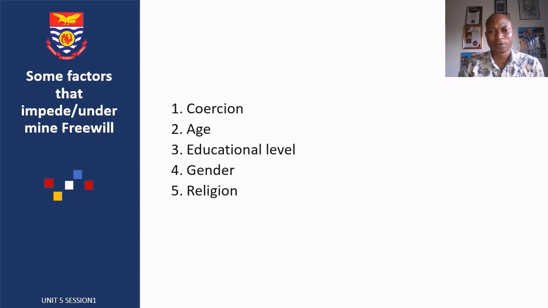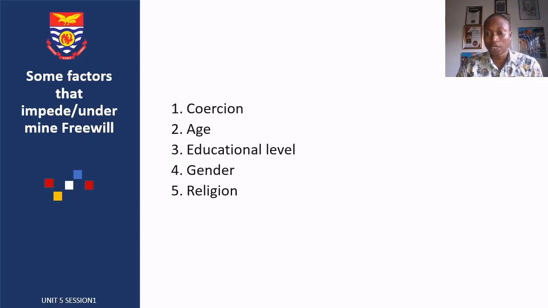Now let's look at some of the factors that impede or undermine the moral agent's freedom. Coercion: when you are forced, you cannot exercise your free will. One's age: usually, when you are to enter into a particular setting, they ask you, what is your age? Oh, I'm 15 years. They say, no, please. This age will not allow you to enter this place because people who come here are more than 20 years. So the freedom has been curtailed.